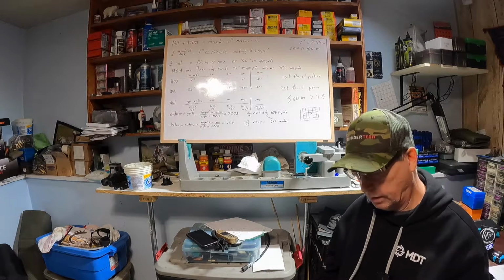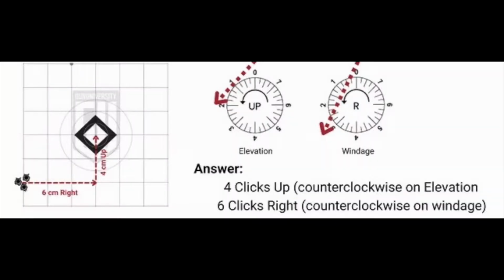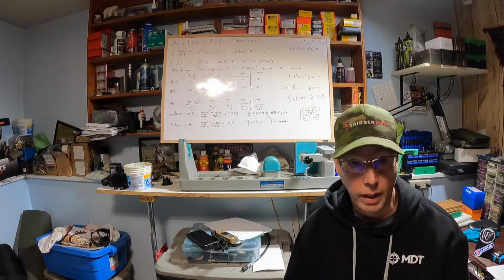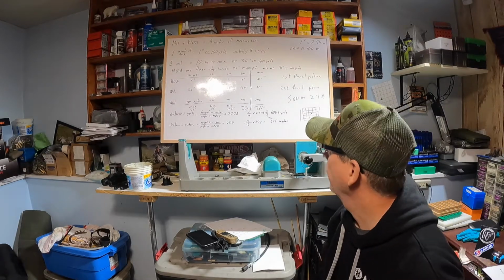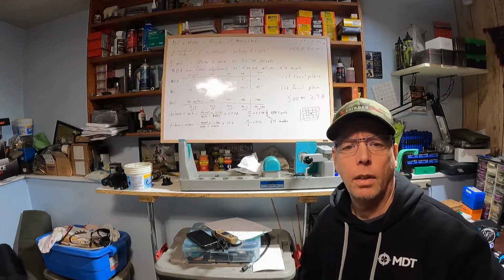Now, if I look at this next picture, you can see the target there, and you can see where the zero aim is, and you can see where that 3-shot group is. So I've got to come over 6 centimeters to the right and up 4 centimeters. I'm going to dial on my elevation turret 4 clicks up, and it's usually going to be in the counterclockwise rotation, all depends on your scope. And I'm going to dial 6 clicks right, and that should put me on zero, theoretically.